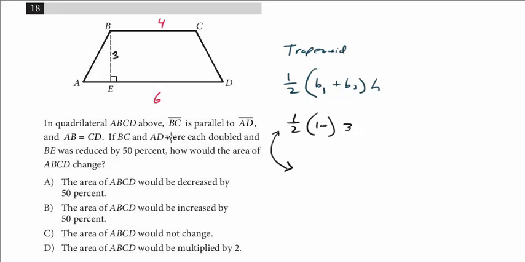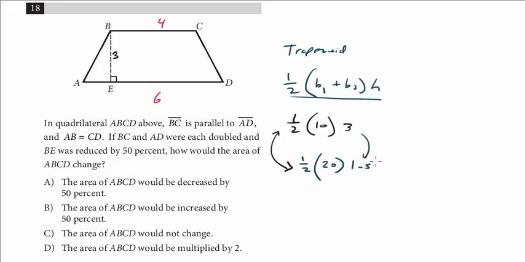Now we're told that both of the bases double, and so now we're going to contrast it. Here's the original. But if both of the bases double, we know that it's going to be 20. We just doubled 4 and 6, and it's 20. But we're also told that BE is reduced by half. I probably shouldn't have picked 3 because it's an odd number, but it doesn't matter. So we're going to cut this 3 in half.